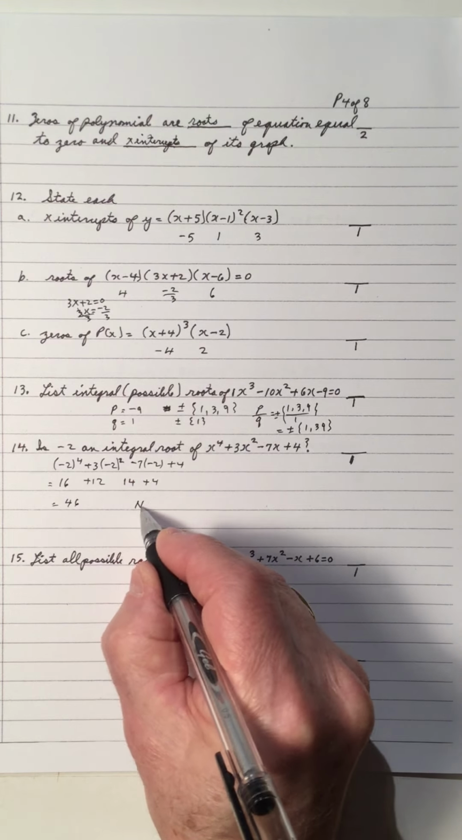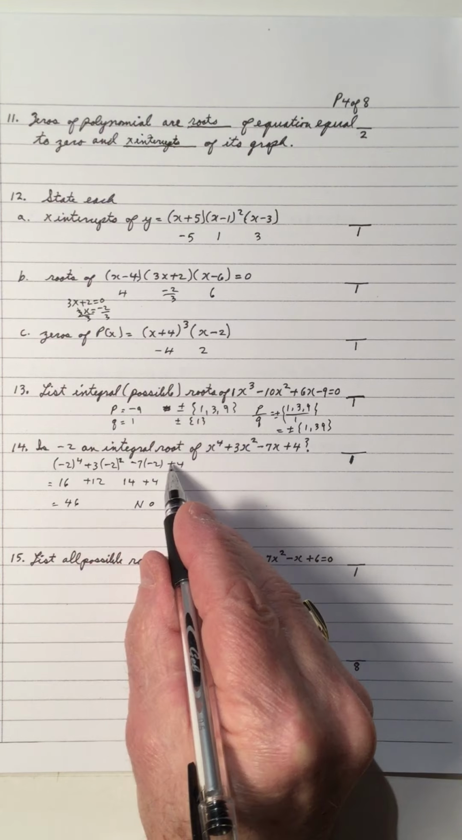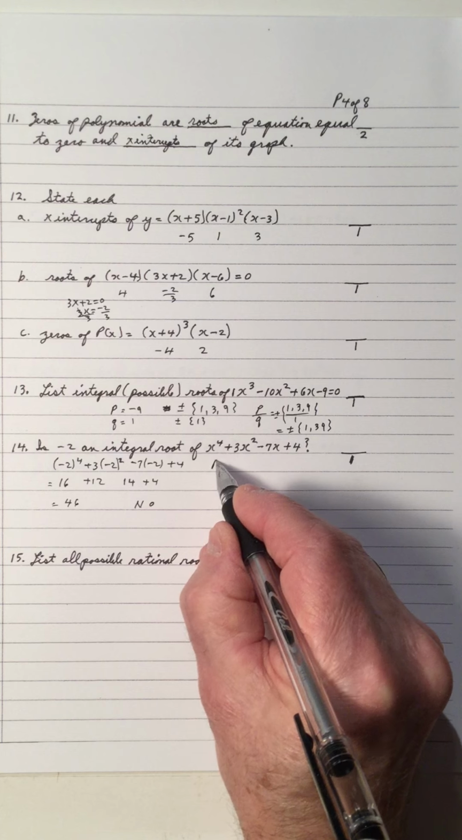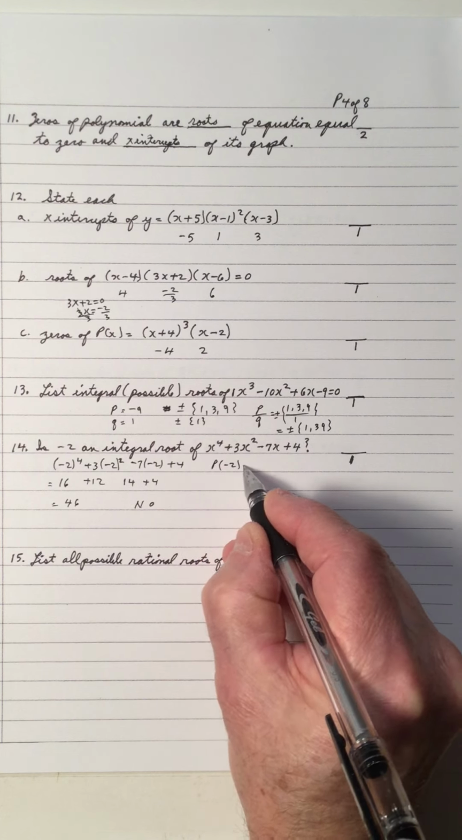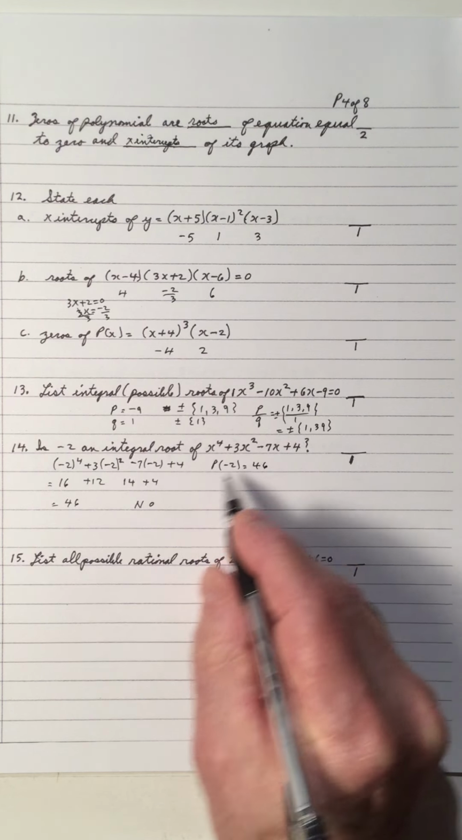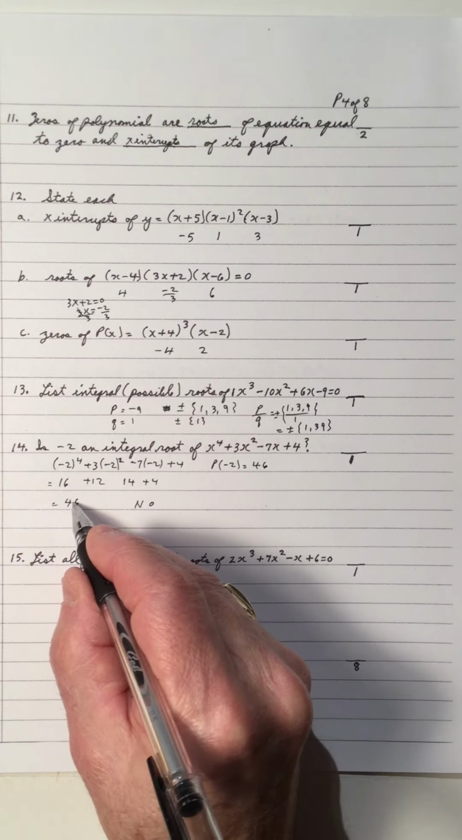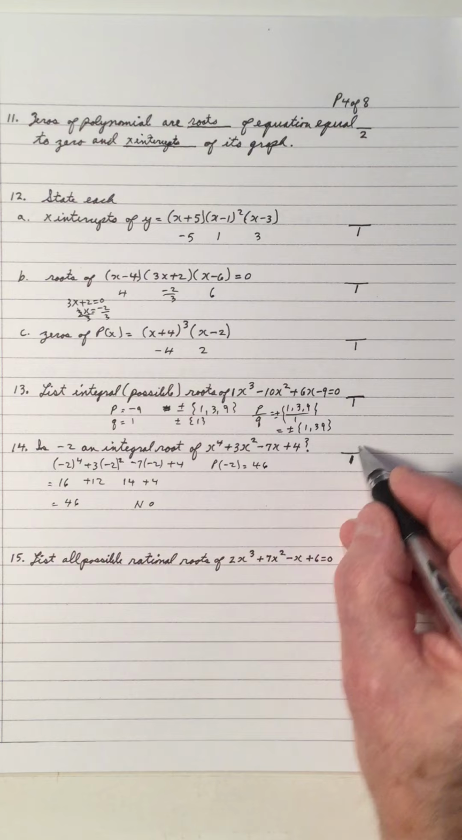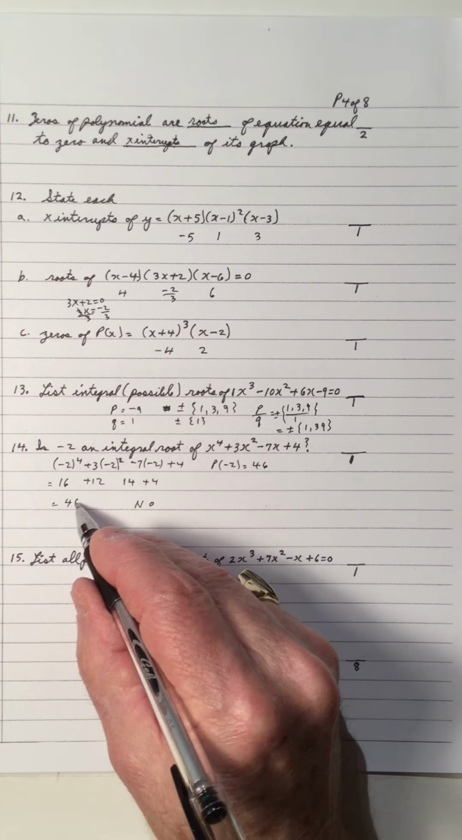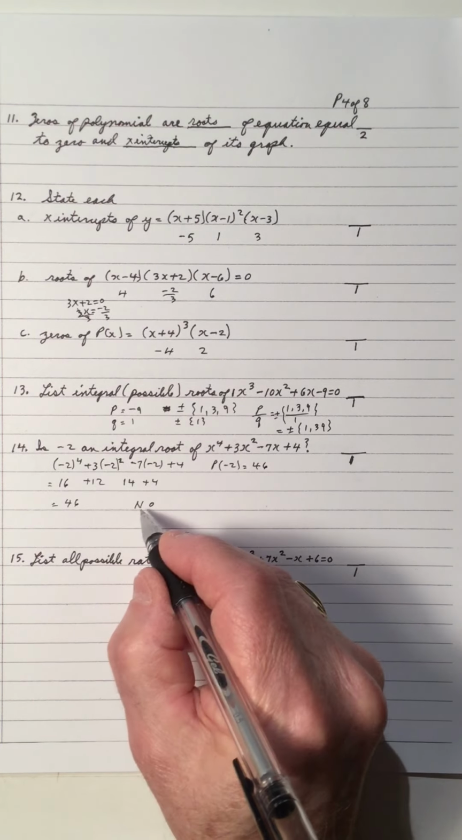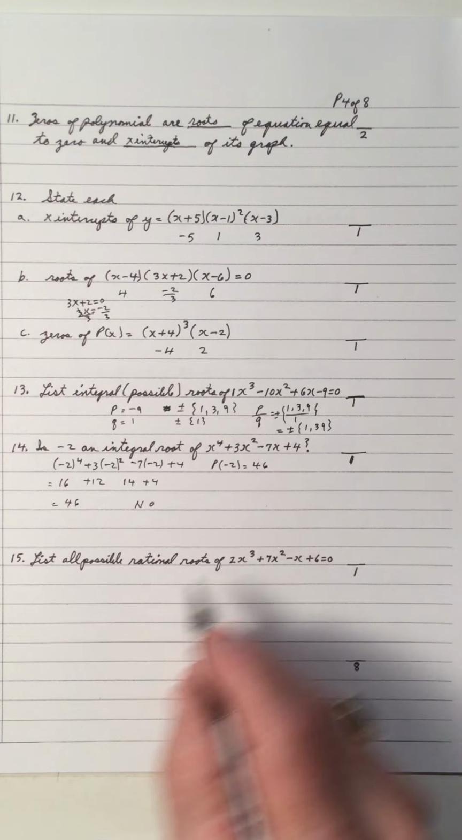Is it? No. Why? Because when you sub this in, like you're subbing in the P of negative 2, you get a remainder of 46. So the P of negative 2 has to be equal to 0. This is not a 0. The remainder is not 0. So if you get 46 and say no, then you have 1 mark.